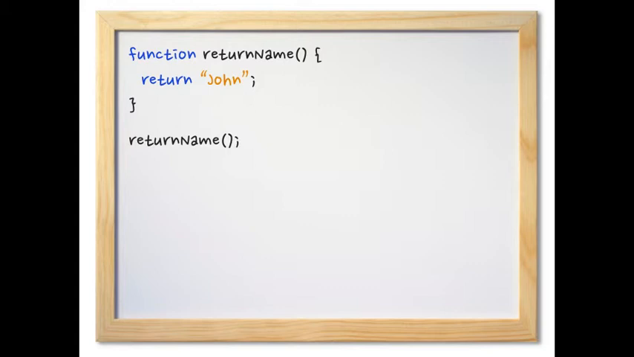In this example, we have a simple function that returns a string John. When we call this function here, think of it as we are actually replacing that function call with the object that is returned, in this case the string John. So the return name function call is actually the string John. And since we now have a string object there instead, we can call another function, for example to uppercase.